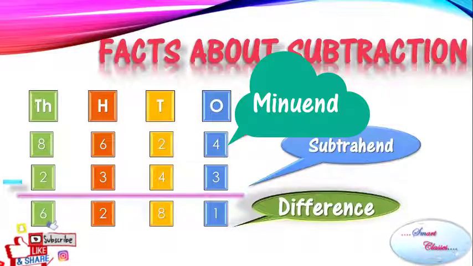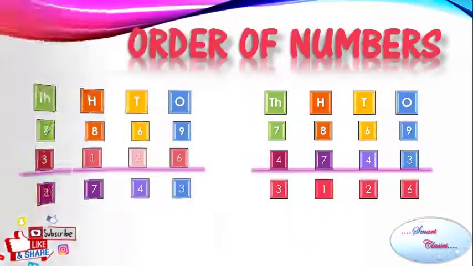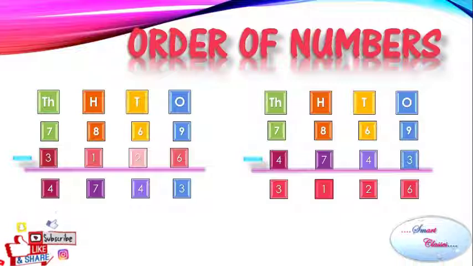The order of numbers in subtraction cannot be changed. The greater number should always be above the smaller number.